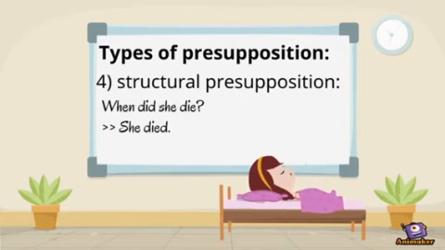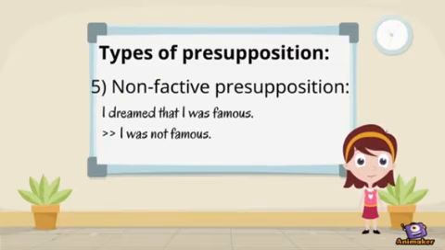The use of a structure which treats information as presupposed and is accepted as true by the listener are, for example, WH questions. This kind of presupposition is called structural presupposition. When we ask, when did she die? We presuppose that the information after the question is necessarily true. So, she died.